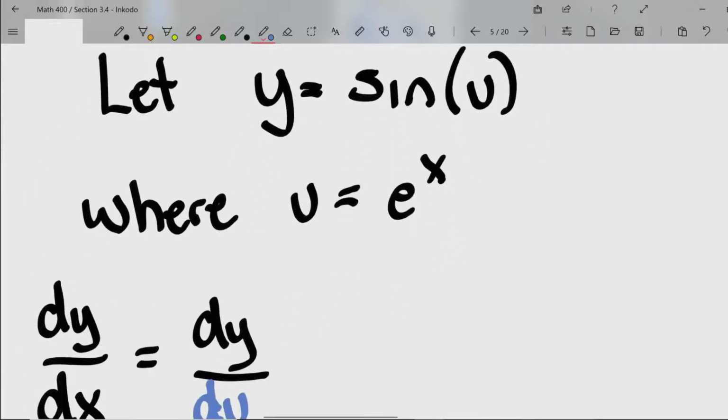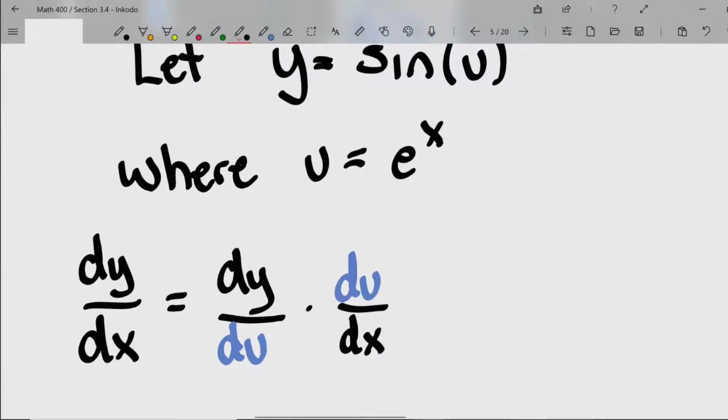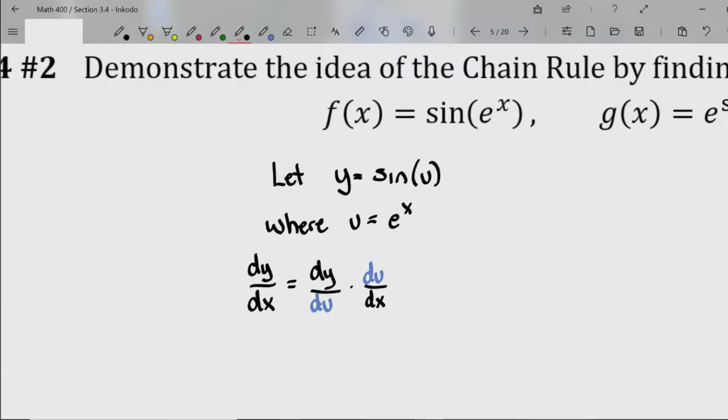So I'm going to take the derivative of that u with respect to x, because that's what u is a function of. And you can see the du's there look like they cancel. They don't, but it looks like they do. And so in this case, if I take the derivative of y with respect to u, we know from our derivatives of trigonometric functions that should be the cosine of u times the derivative of u with respect to x, which is just e to the x.